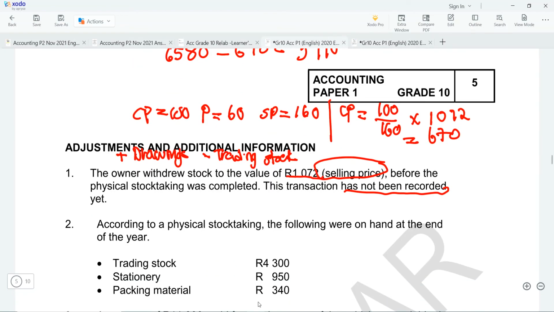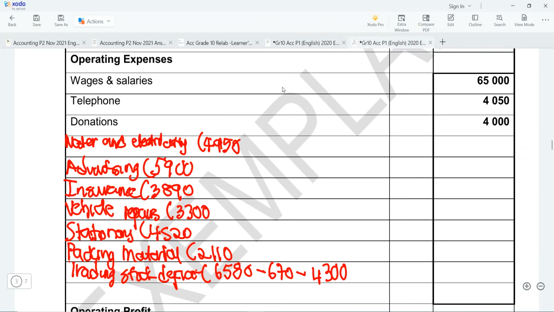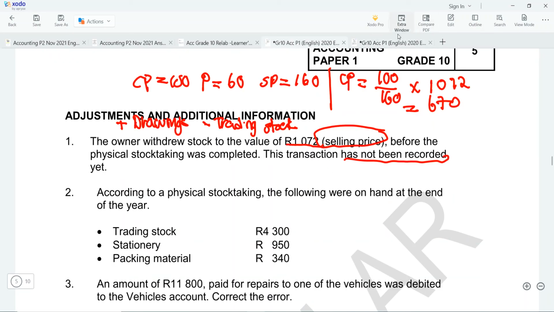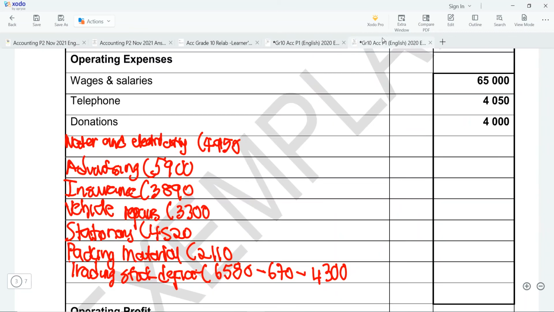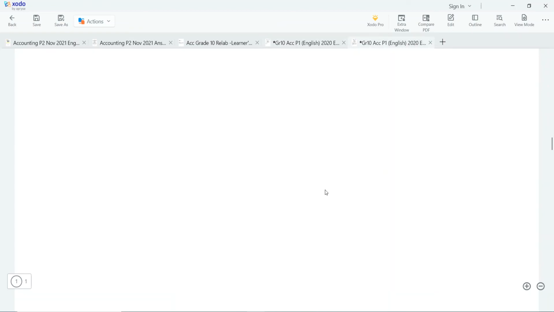Next one here, they're saying stationery on hand 950. Anything that's on hand on the income statement, you're supposed to subtract it. So remember, the stationery, according to the adjustment, it was 950, right? So stationery, we are going to come here and say minus 950, and then you'll be done with that stationery. And then we go to the next one. We have packing material. They're saying that we are left with a packing material of 340. So we need to subtract 340 on the packing material.